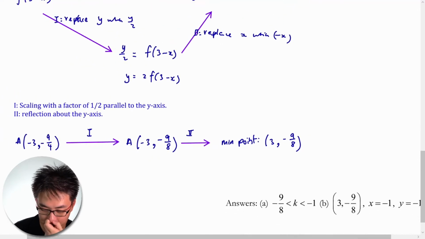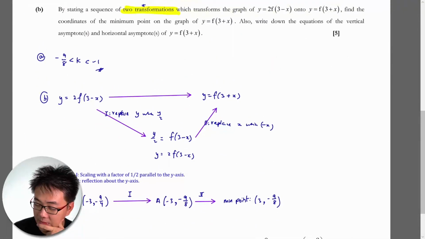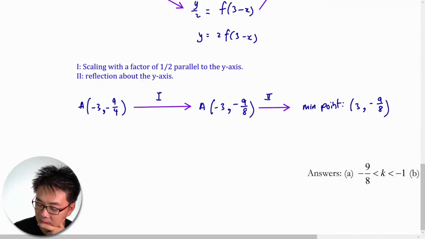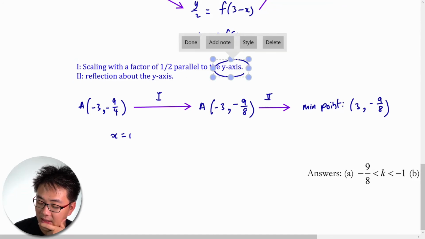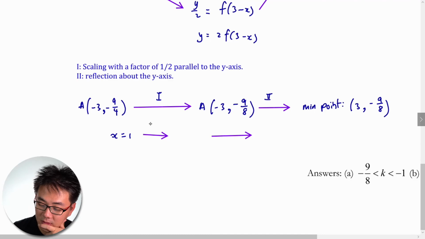Then subsequently, the vertical asymptote will be x equals 1. The first transformation will only affect y, it doesn't really care. But the second transformation will actually affect it. So after the first and second transformation, x will be 1, and after the second one will be x equals -1. So this is the new vertical asymptote.